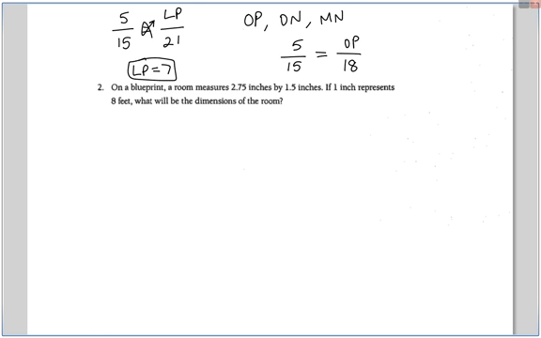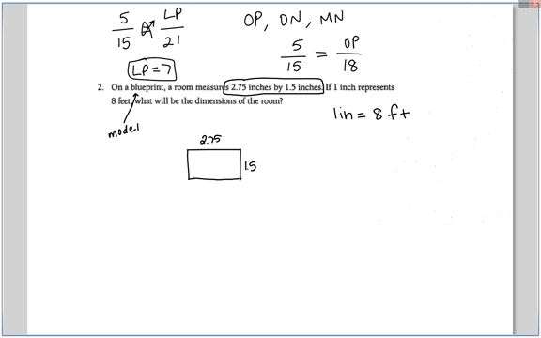Number 2 says on a blueprint, and a blueprint is a model of a room. So on a blueprint, a room measures 2.75 by 1.5, so that's the dimensions of a rectangle. 2.75, 1.5. There's your rectangle. It says if 1 inch represents 8 feet, what will the dimensions of the room be? So this is called a scale statement, and often these are used on blueprints or maps. So 1 inch equals 8 feet.